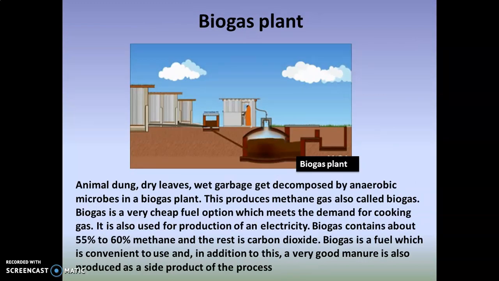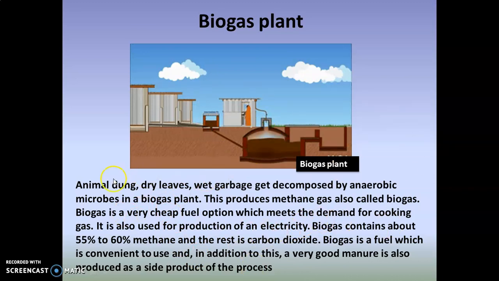Next we move to a biogas plant, because methane is one important constituent of biogas. We are studying biogas here. You have a fair idea about the biogas plant. You all know that animal dung, dry leaves and wet garbage are decomposed by anaerobic microbes in the biogas plant. Anaerobic means in the absence of oxygen. And this produces methane gas, which is also called biogas. Biogas is a very cheap fuel which meets the demand for cooking gas.